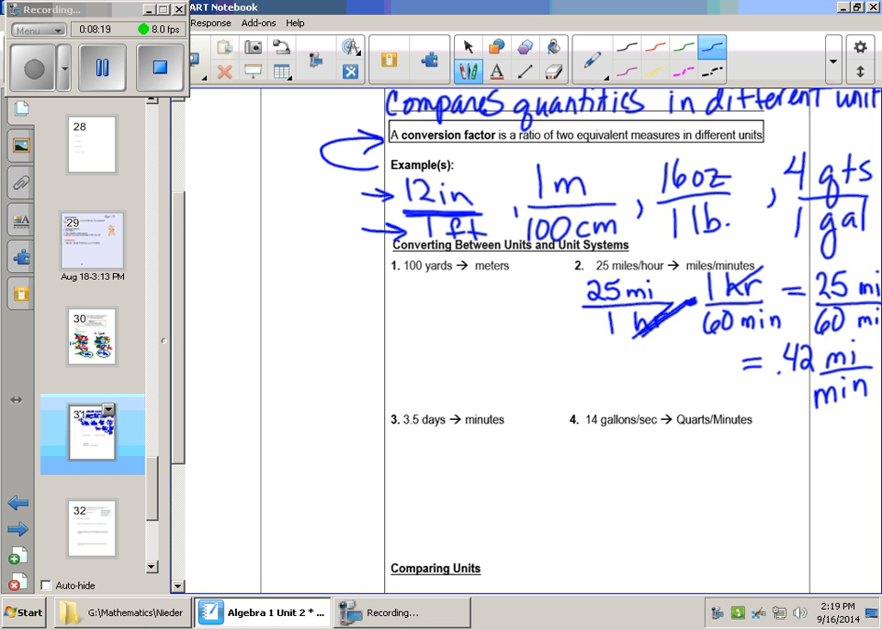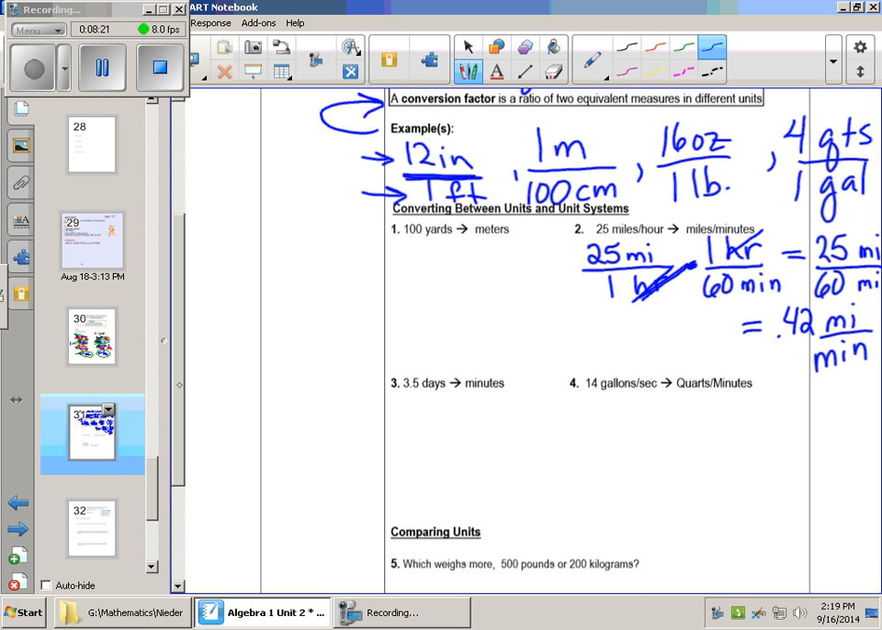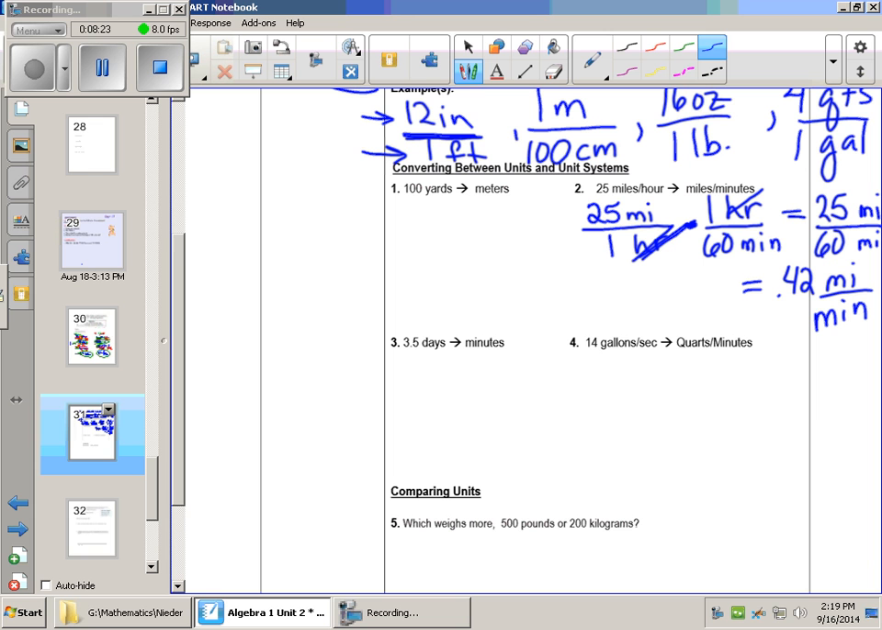You may have heard that maybe in science class. But I just call it setting up the conversion factor and then canceling units that occur on top and bottom. All right, let's go to number 3. We want to convert 3.5 days to minutes.